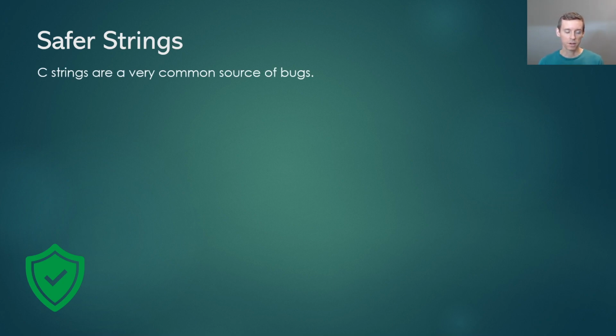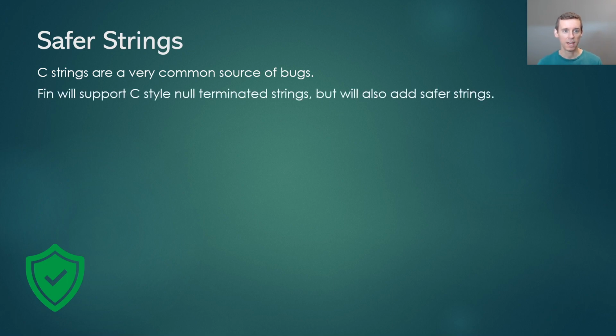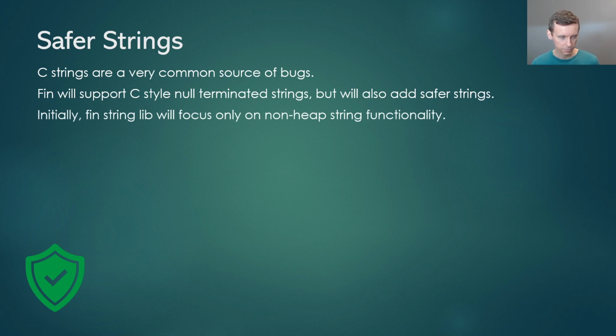So with safer strings, basically everybody knows that C strings are a very common source of bugs. And so Fin is going to support regular C-style null terminated strings because we want that optimal interop with C. But we will also add safer strings that keep track of length and prevent issues. Now that said, the Fin string lib is going to focus initially on non-heap string functionality. So you can create a string on the stack, it doesn't touch the heap, and it still gives you all the benefits that you want.